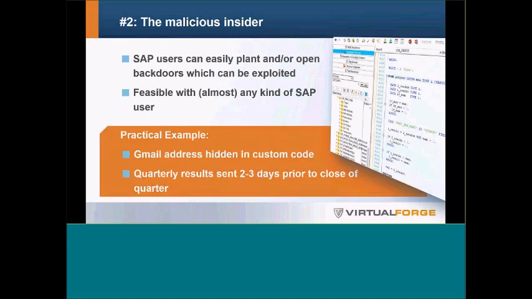Oh, yeah, this is actually one example which I failed to mention, but this is probably, among all of what we call war stories, the most famous example. We did a code scan at a financial company once, and we found a Gmail address hidden in custom code, and the quarterly results of that financial institution were sent to that Gmail address 2 or 3 days prior to the actual publication of the quarterly results. So sort of the worst case scenario.